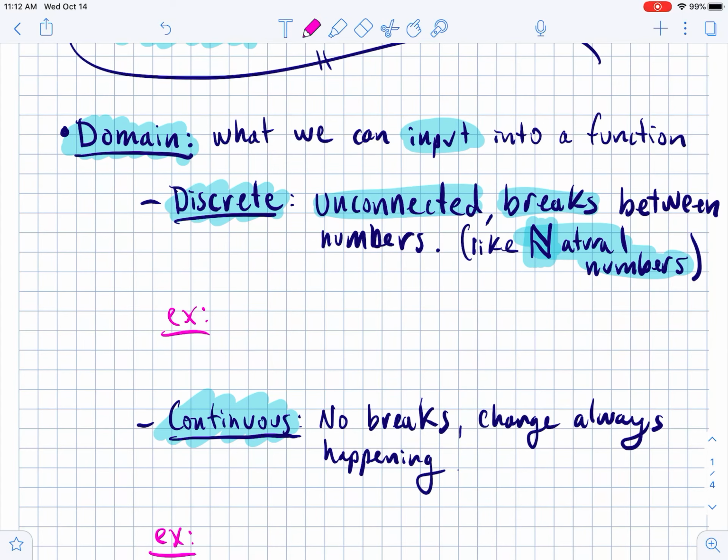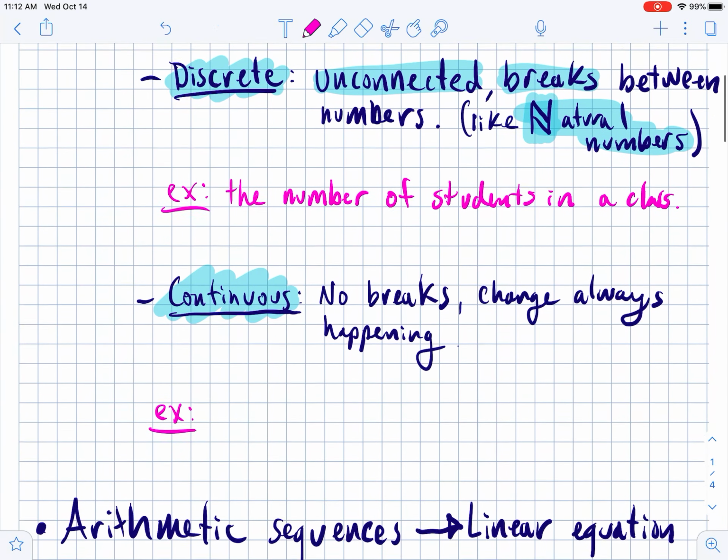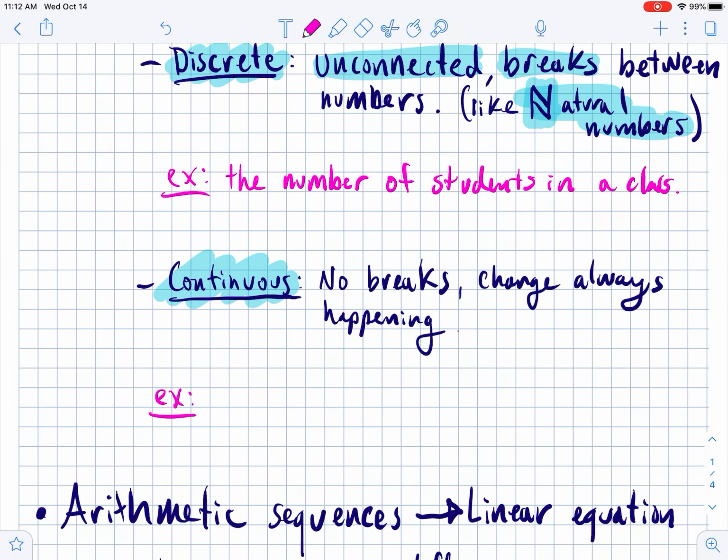An example of that would be the number of students in a certain class. Because you could have 10 students or 20 students or something like that, but you wouldn't want to check like the 10.5th student because there's no numbers in between.